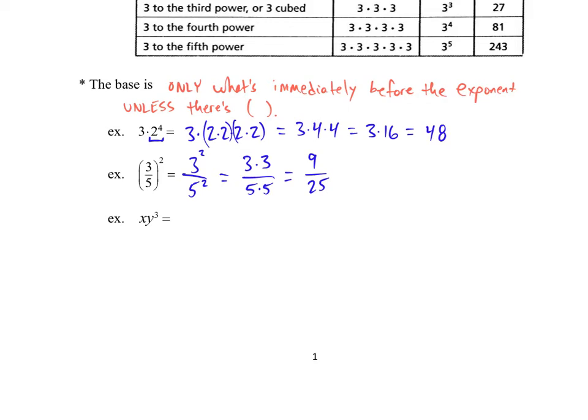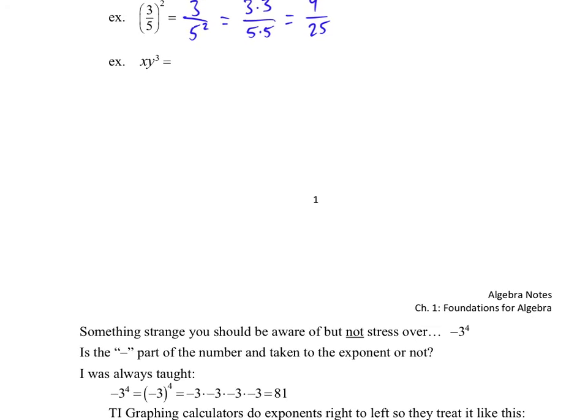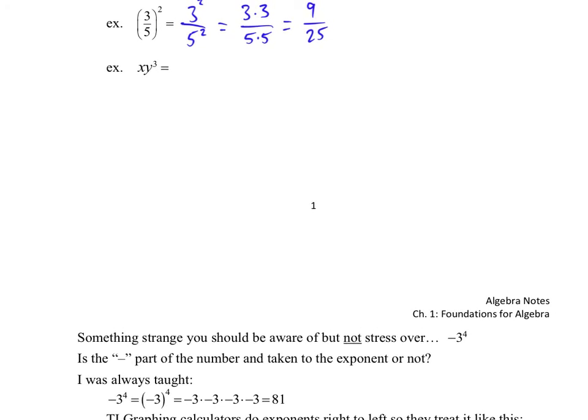But okay, moving on. So if we have now letters, we have variables in there, this x, y to the third. Don't let that mess with your head. A lot of times people see the variables and they start panicking and then they start screwing things up. But just treat it like you would a number. The 3, the exponent, applies to just the y, just the thing immediately in front of it.